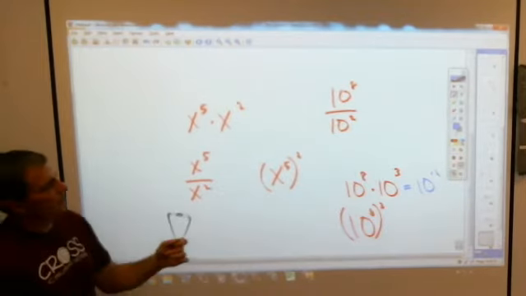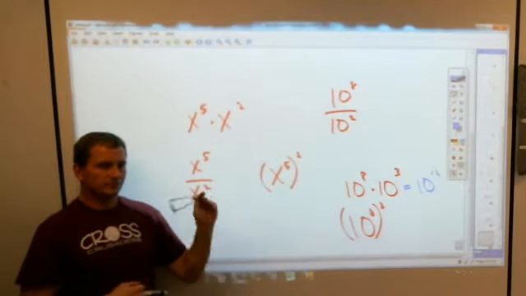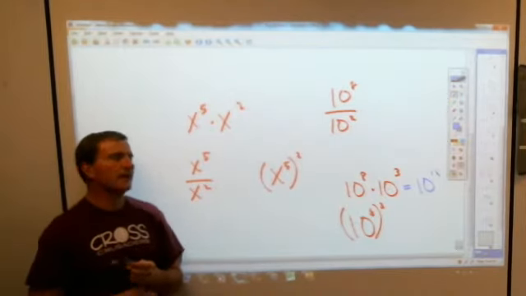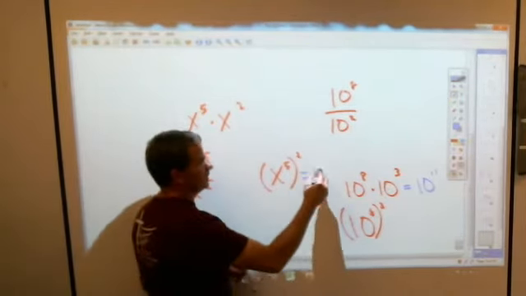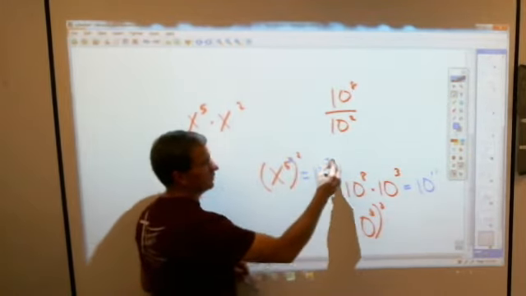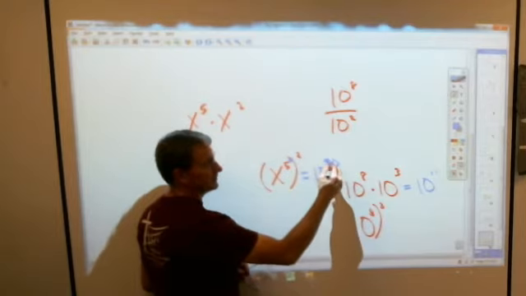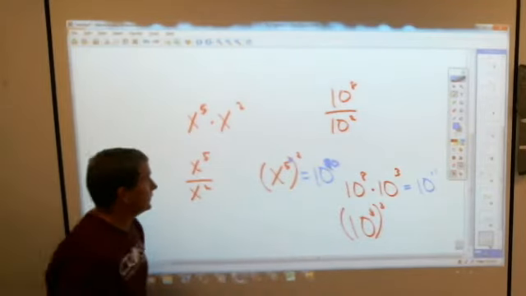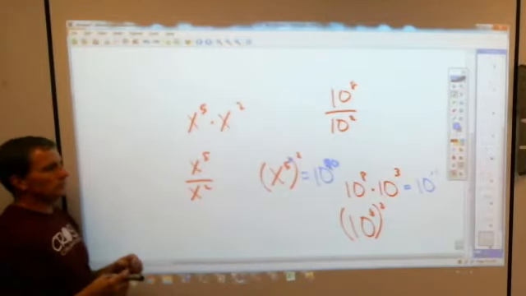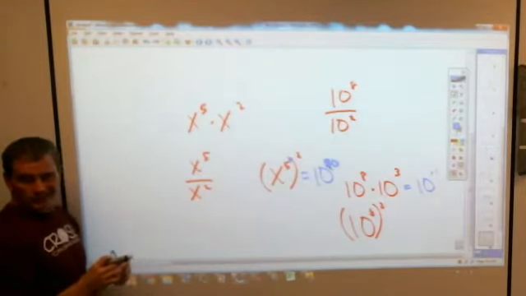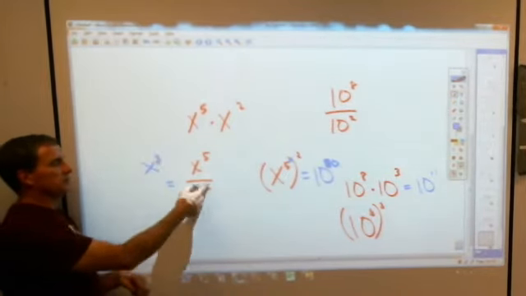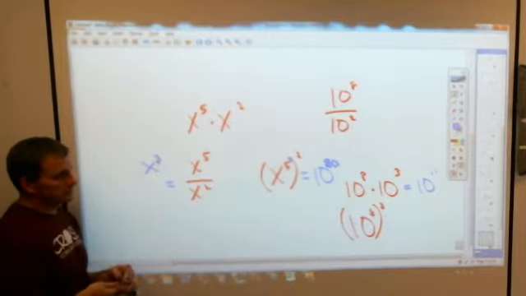How about this one? X to the 5th squared. Caleb Fisher, x to the 5th squared is? X to the 10th power. Exponents, 2 exponents get multiplied. I said 10. How about this one? X to the 5th over x squared. X to the 5th over x squared is, Lauren? X to the 3rd power, yep, because you subtract 2 from 5.